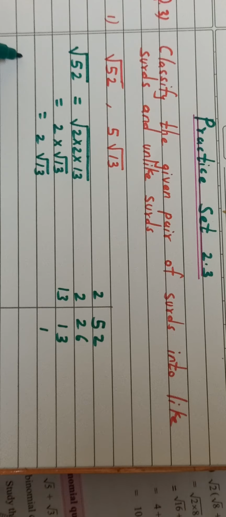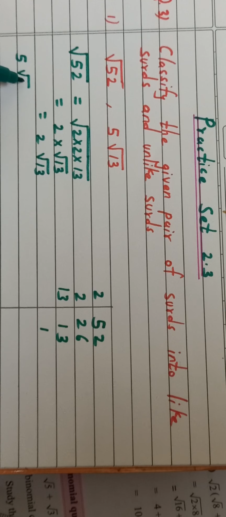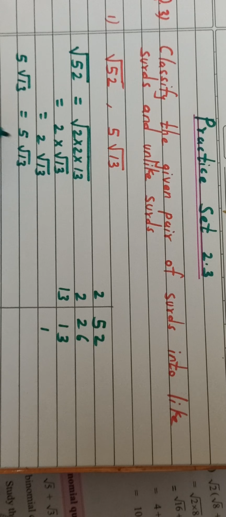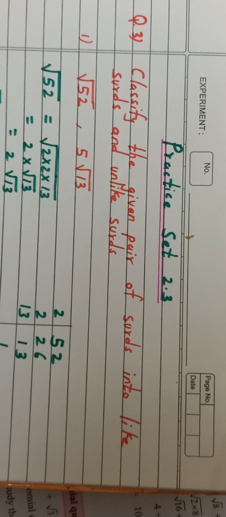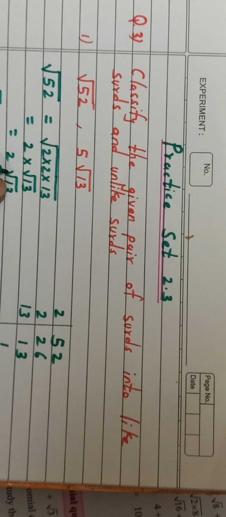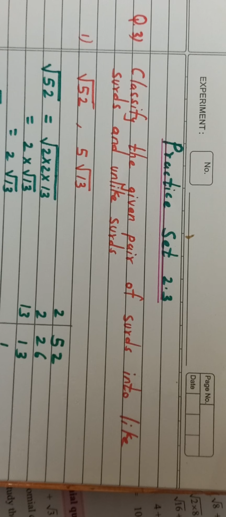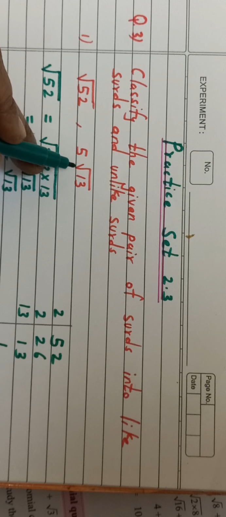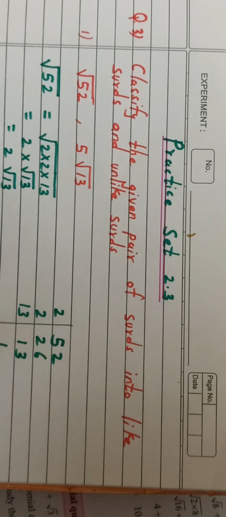So what is the next one? 5 root 13 is equal to 5 root 13. Now you compare these two. Radicand is the same, 13 is the radicand. Order, here it's not given, which means the order is 2. That you should know. So the order is the same, the radicand is the same, therefore square root of 52 and 5 root 13 are like surds, because radicand is the same and order is also the same.